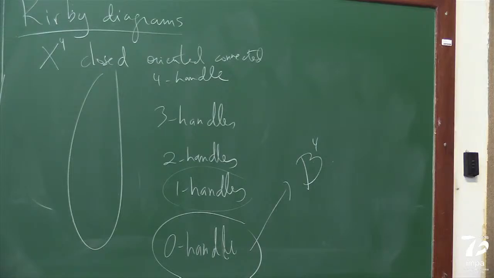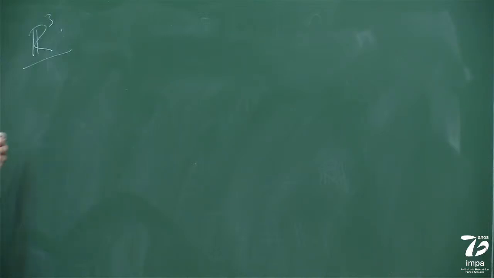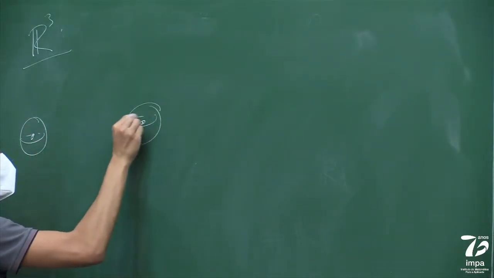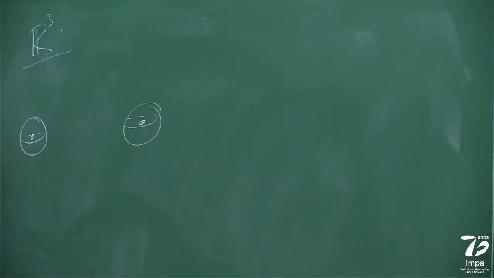So you look inside of R3 and you see, well, how can I attach one handles? I have to choose an S0, so I choose an S0 inside of R3. I have to thicken it up, so I thicken it up like this. So I have two balls. And then I have to attach a one handle.